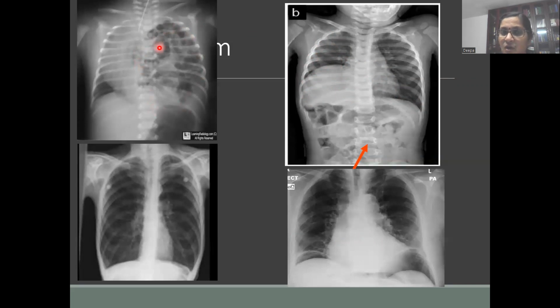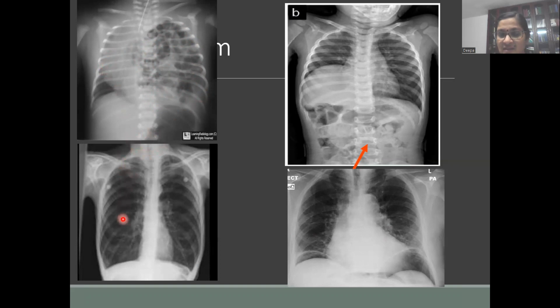This picture all of us are familiar with. This shows multiple cystic lucencies in the thorax. You are not able to see the intact diaphragm here. So this is congenital diaphragmatic hernia, left side congenital diaphragmatic hernia. The entire mediastinum is shifted to the right.